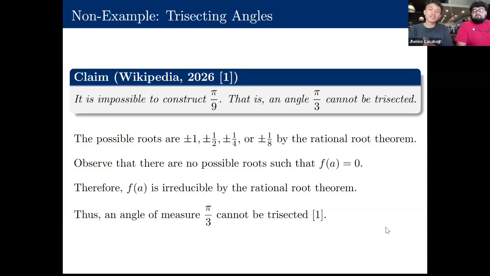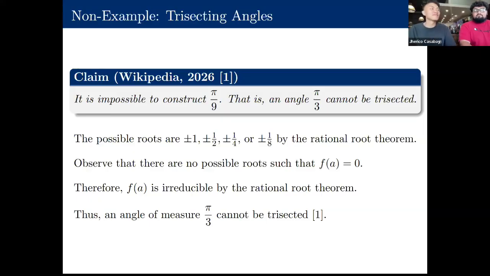The possible roots using the rational root theorem are as follows. If we try to plug in each possible root, we see that none of those roots will give us 0 at the end of the day. So we know by the rational root theorem that this polynomial is irreducible. And so by the theorem that we introduced, we know that the angle of measure pi over 3 just can't be trisected.